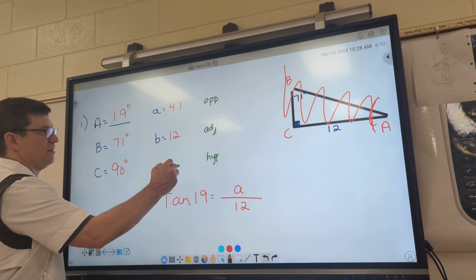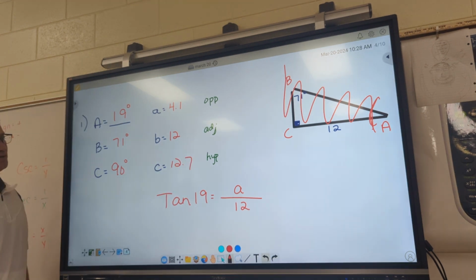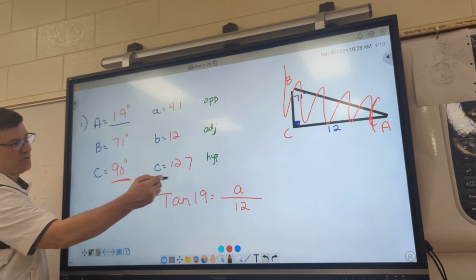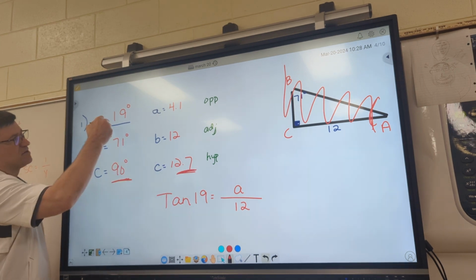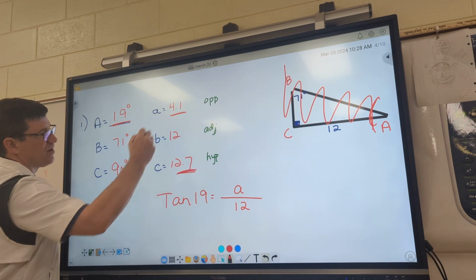12.7. Still, check your answer. The biggest angle is 90 degrees. That should have the longest side. The smallest angle is 19, that should have the smallest side.